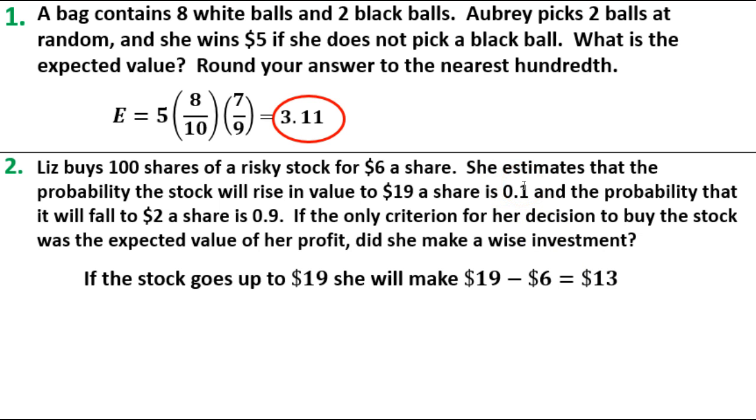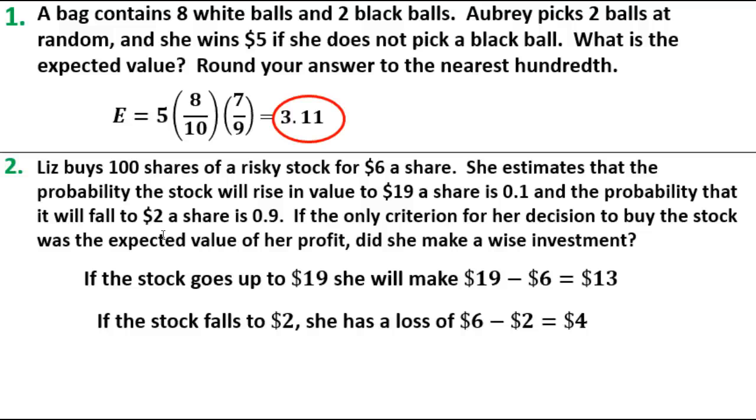But now let's calculate how much money she'll lose if it goes down. Well, it might go down, and if it goes down, it'll go down to $2. So now we have to figure out how much she's going to lose. If she buys it for $6 and it goes down to $2, that means she loses $4 a share. So 6 minus 2 is $4. $4 a share is what she'll lose.